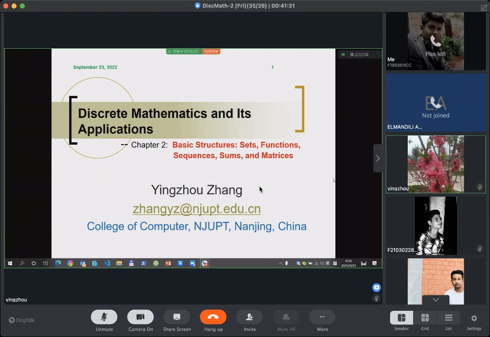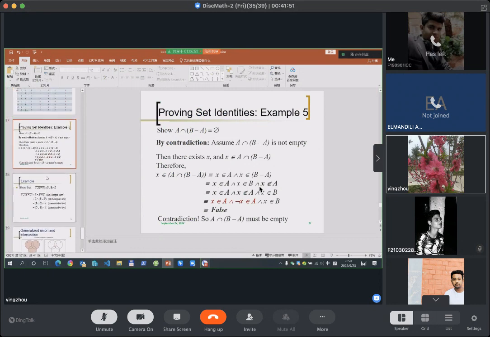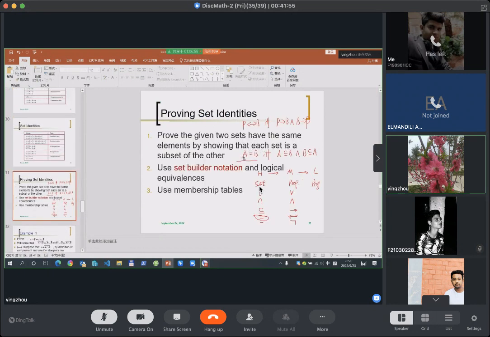Okay, now we continue to talk about our set, and now we show you how to prove the set, and we have 3 ways. The first is from the definition of the set, the second is using the set identities, and the third is the membership table.